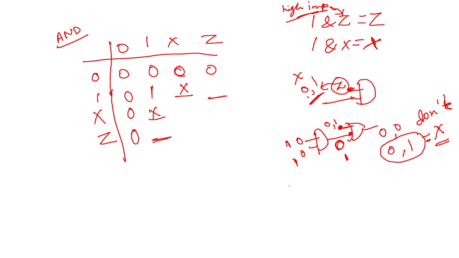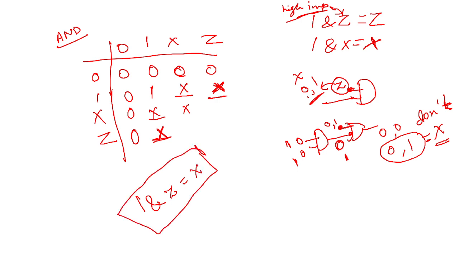Then it's don't care, madam, X. Why, when we AND any logic value with z, or any operation with a high impedance state, do we obtain a don't care? Is this statement clear?